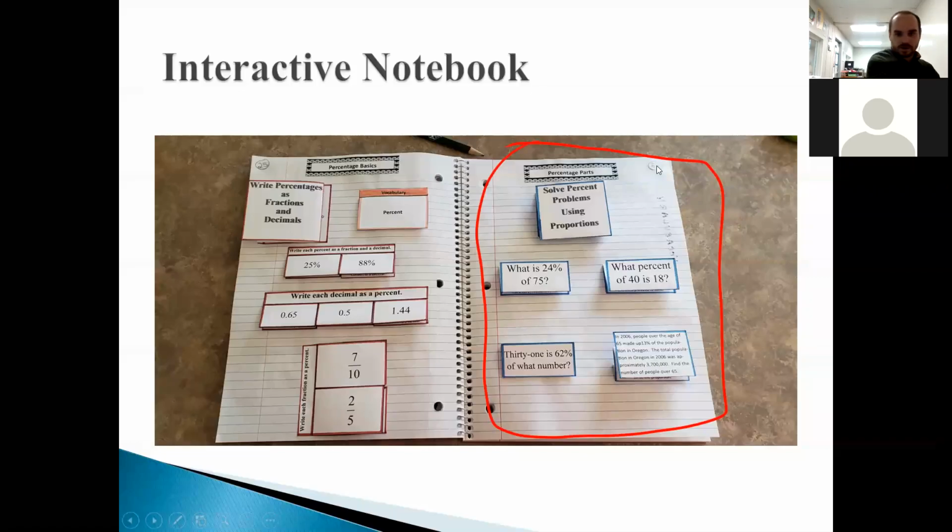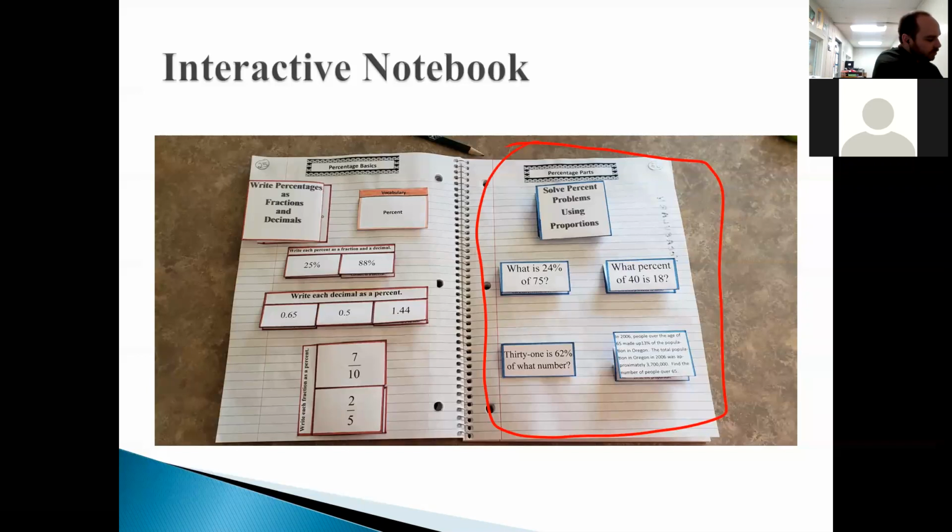So this is what our interactive notebook should look like. Let me check and see which ones are folded oddly. You're just using the next one page out of your packet. You don't need more than one. It's just the one that says percentage parts. So just one page. Make sure you use that one.